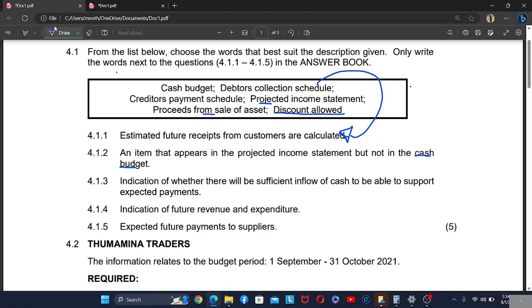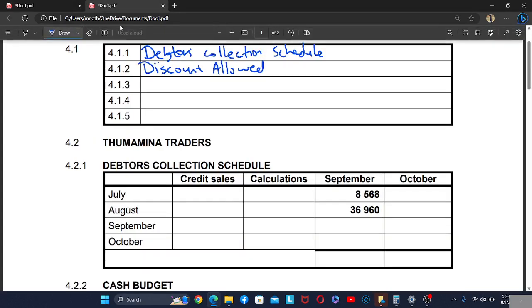Okay, 4.1.3, indication of whether there will be sufficient inflow of cash to be able to support expected payment. What is this? This is a cash budget. Remember, the business prepares the cash budget in order to estimate the future inflow of cash and outflow of cash. So how will the cash leave the business, right? So this one is a cash budget.